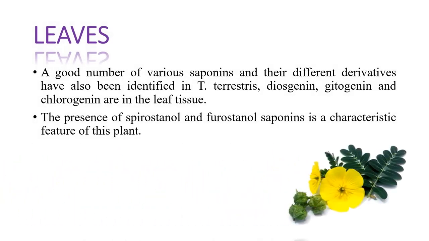In this slide, I am telling about the leaf. Leaf plays an important role in forming the folk medicines. A good number of various saponins and their derivatives have also been identified in Tribulus terrestris. The presence of spirostanol and furostanol saponins is a characteristic feature of this plant.